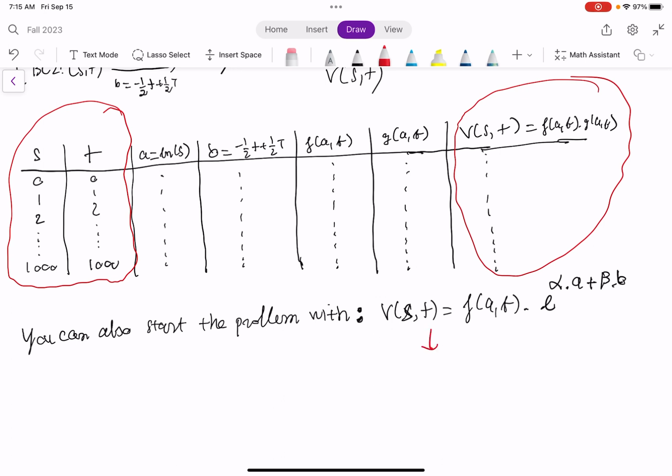Okay, you can start like this to reduce computation time.